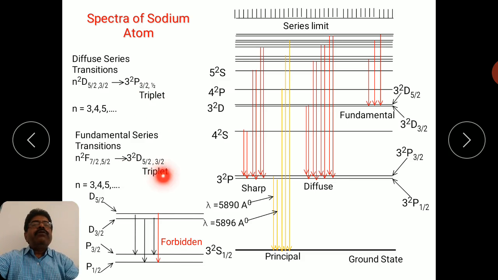Similarly, you can understand why the fundamental series is also a triplet series. There also you can see two spectral terms in the downward transition. So four combinations are there, but one of them is not allowed, where the delta J condition, the selection rule, is not satisfied. Okay, so that is all about the triplet state of this sodium spectra.